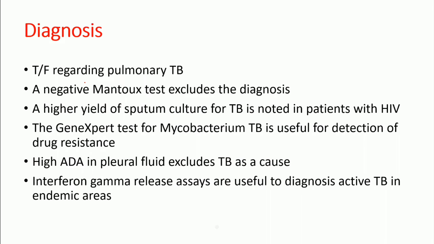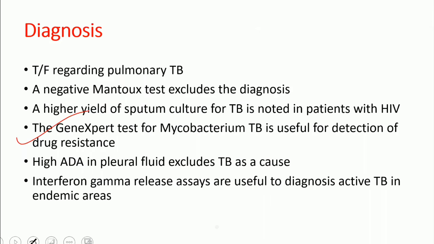Yes, post-primary and secondary TB mean the same thing. So the gene expert test is a nucleic acid amplification test for Mycobacterium TB, good for diagnosis. You can use it on the sputum. But another useful importance of this test is that it can detect rifampicin resistance, right? That is another importance of this test. So the gene expert can detect rifampicin resistance.